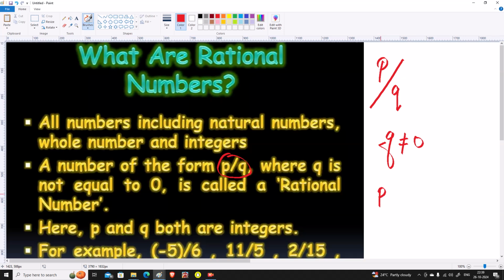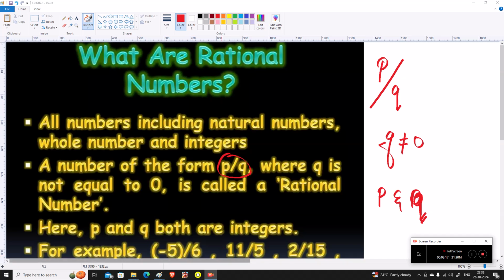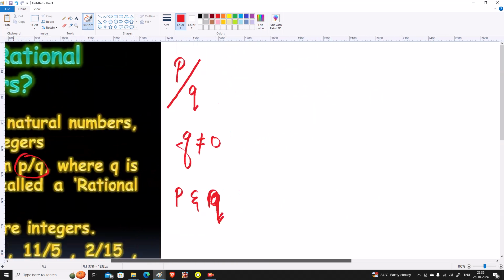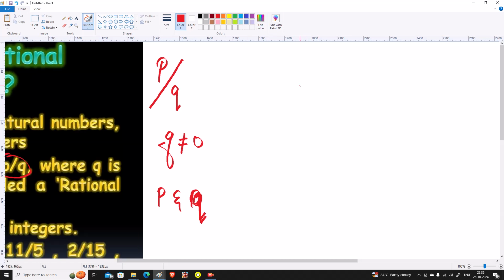P and Q should be prime numbers. What do you mean by prime number? Yes, you're right. P and Q are co-prime when they have only 1 as a common factor. So, instead of saying prime numbers, we can say P by Q should be in the lowest term. Lowest term, we have already done many problems in the lower class.